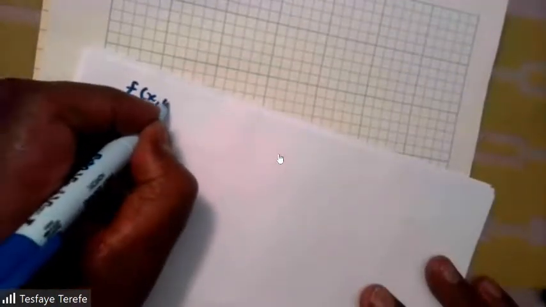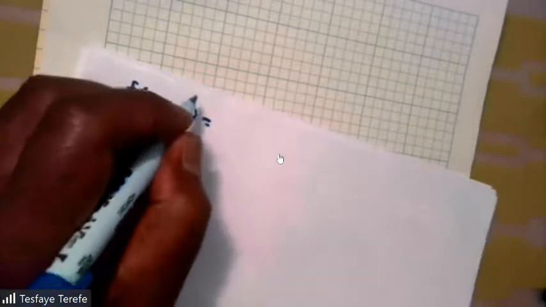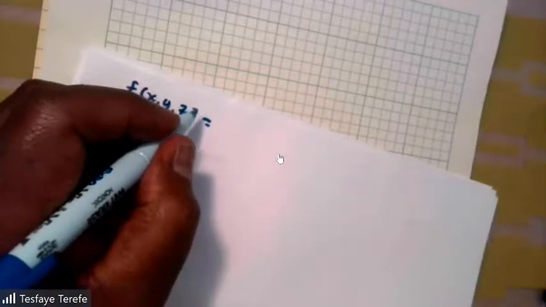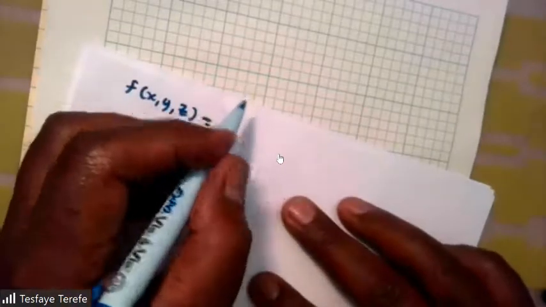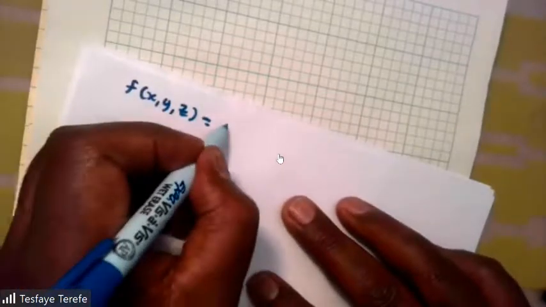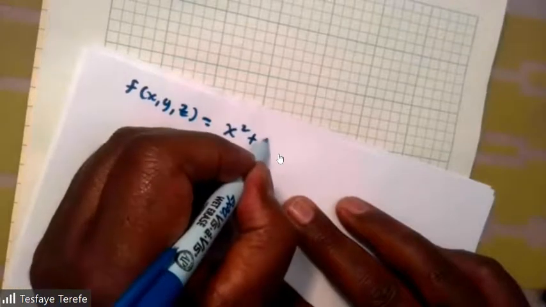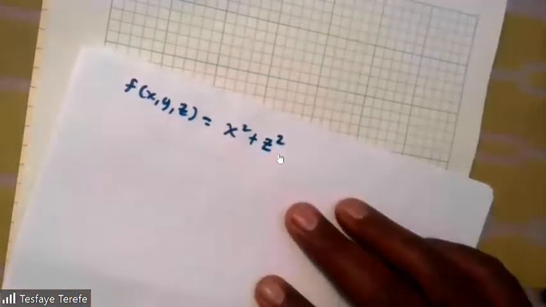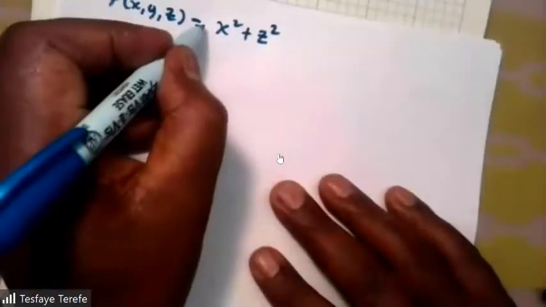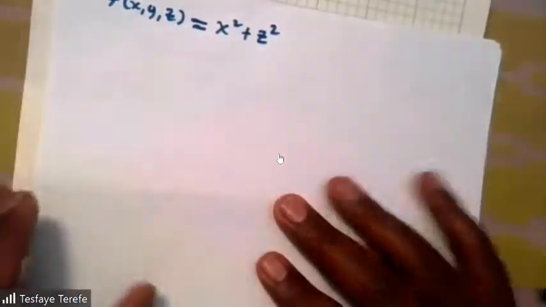Find the level surface of f of x, y, z. All right, if I write it here, I'll give you the level surface f of x, y, z defined by the function. This time, what I'm going to do is I'll give you x squared plus z squared. I take out y squared, and tell me what the level surface is going to be.